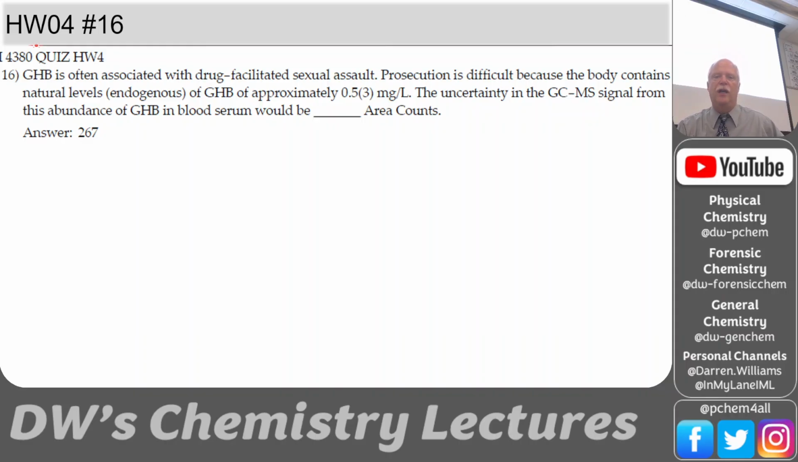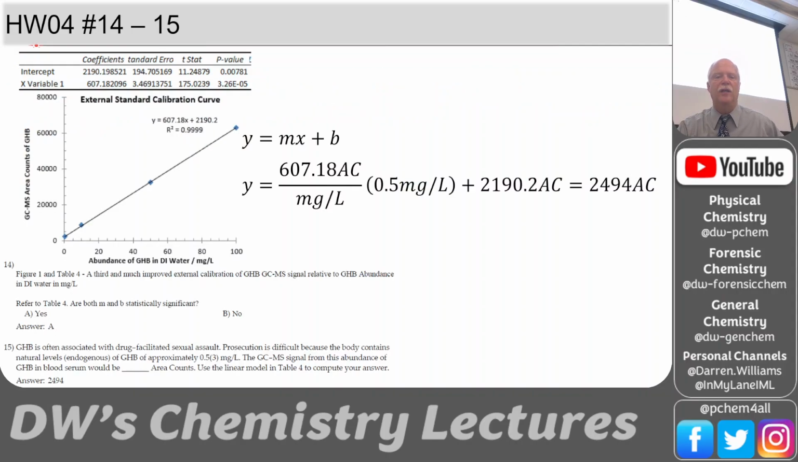And so here we're trying to calculate the uncertainty in the GCMS signal from the 0.5 milligrams per liter. Okay, so we've done this new regression. I've gone back a little bit just to set it up. Okay, new regression analysis. We've got better standards and so on. And so look, our p-values are good here. They're both below 0.05. And so we can use both M and B in our model.